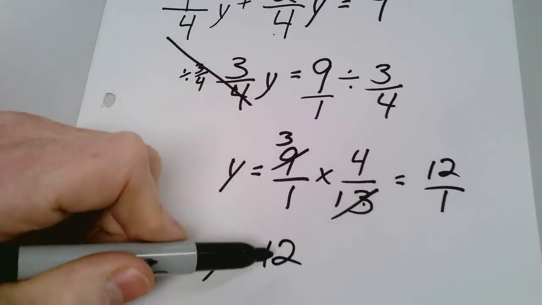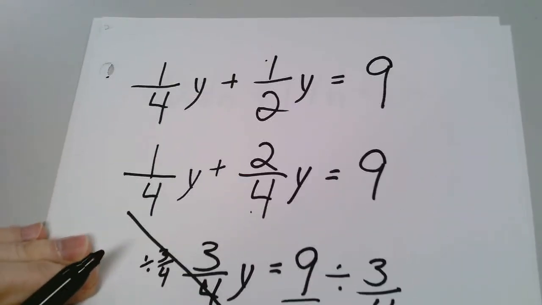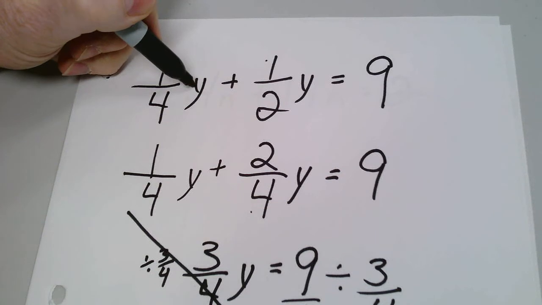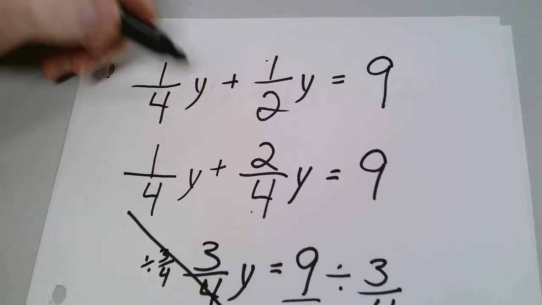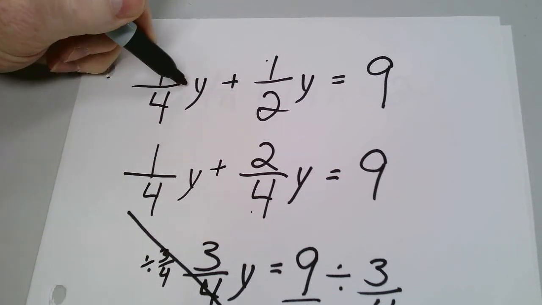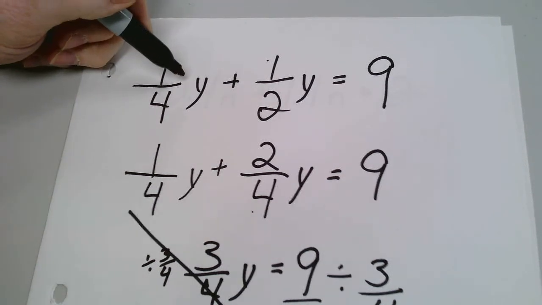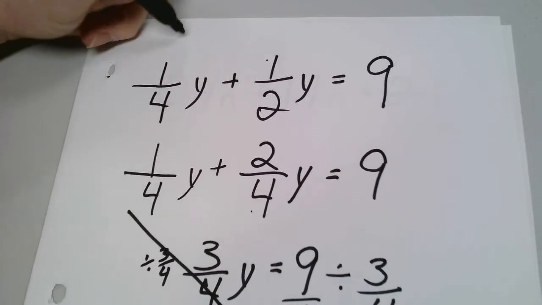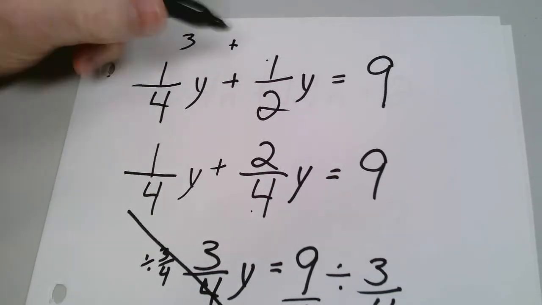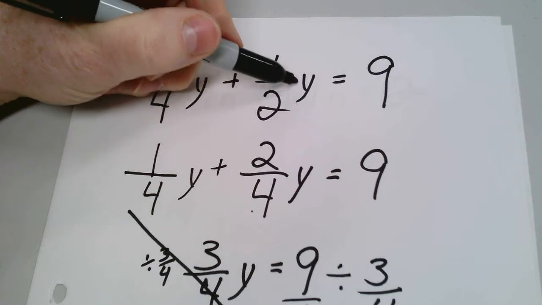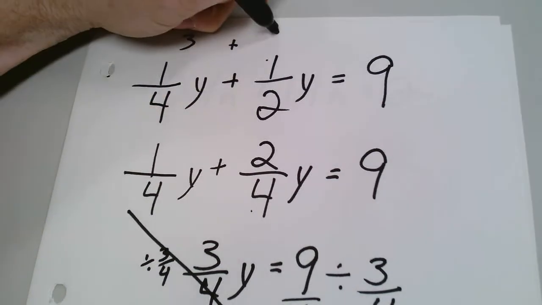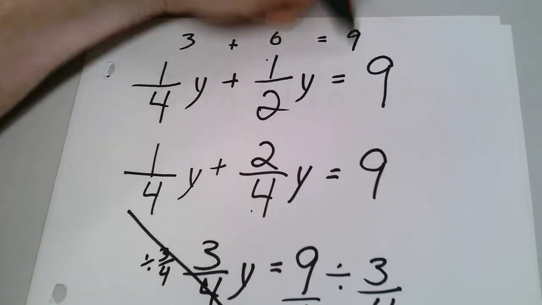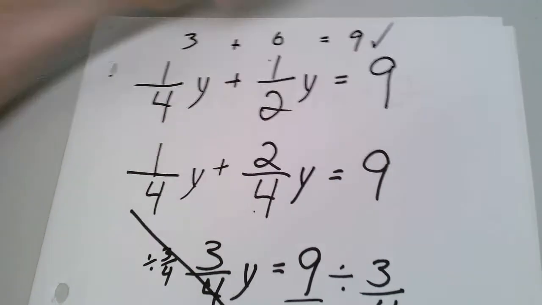Then we take that 12, bring it back to the original equation, put a 12 wherever you see a y. So 1/4 times 12, or 1/4 of 12, is 3. You just divide by 4. And half of 12, or half times 12, is 6. And that indeed checks out.